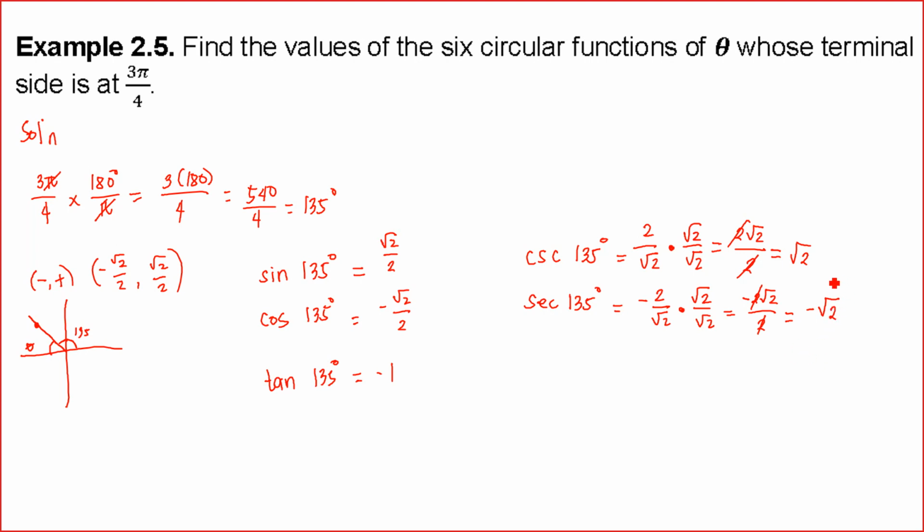And for the cotangent 135, the reciprocal of -1 is -1. So these are the six circular functions of theta whose terminal side is at 3 pi over 4.